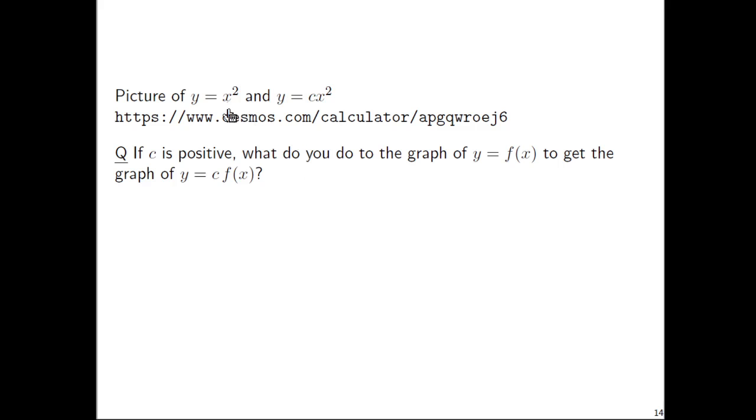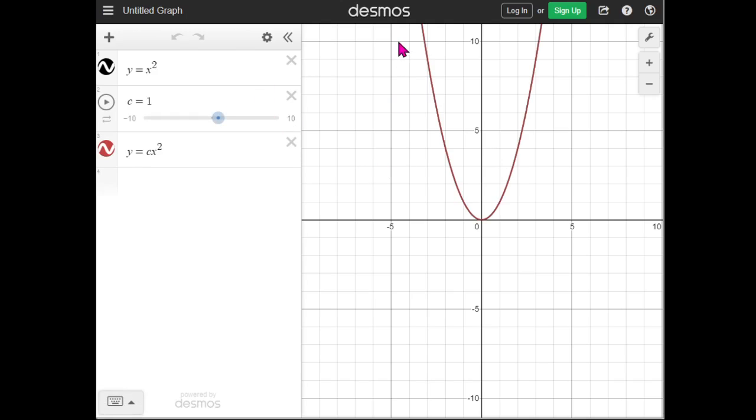Let's take a look at a picture of y equals x squared and compare that to a picture of y equals c times x squared. So it looks like this. y equals x squared is shown here in black. y equals cx squared is shown in red, but c is equal to 1 currently by default, so the two graphs overlap. But if we change the value of c, I know this looks like it's pushing inward, but what's actually going on is the graph is stretching up vertically.